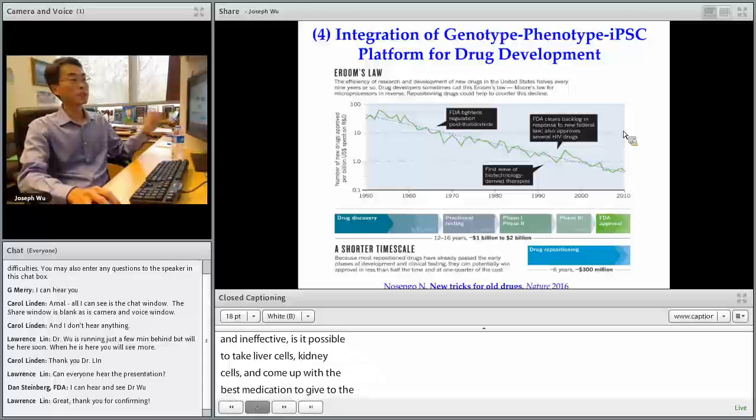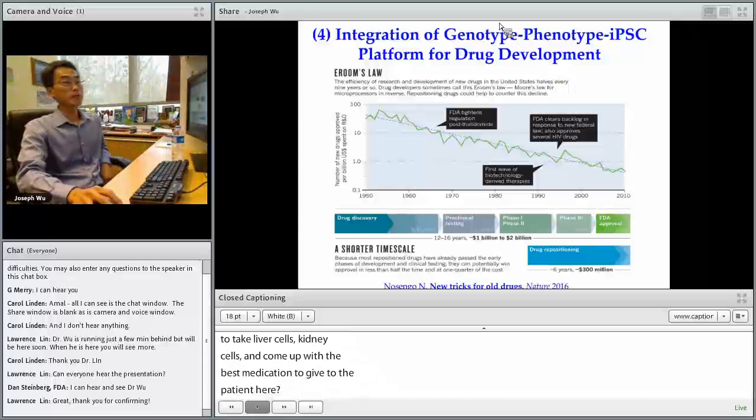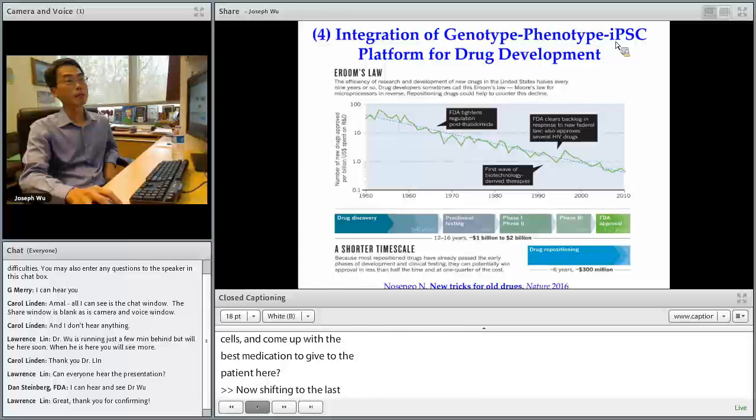Now I want to shift gears to the last part of my talk, which is trying to integrate the genotype-phenotype iPSC platform for drug development. This slide is very interesting because it's called Eroom's Law, and it says that the efficiency of research and drug development in the U.S. decreases by half every 9 years. This is Eroom's Law.